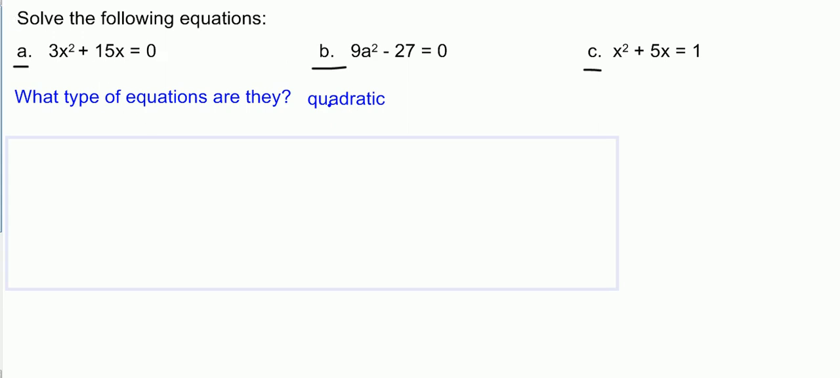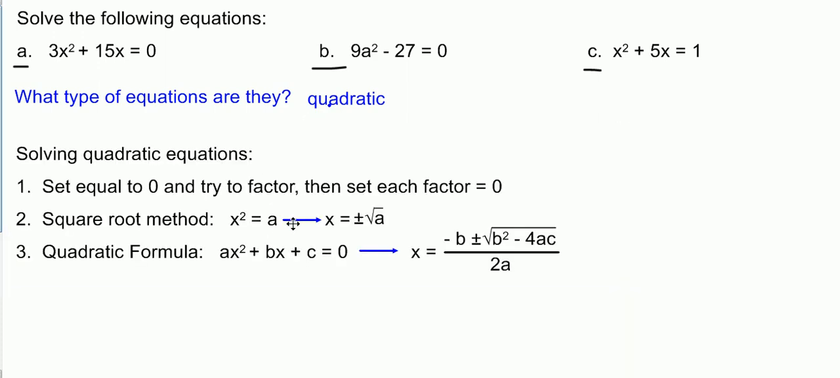And then the question is, okay, now that we know it's a quadratic equation, what technique are we going to use to solve it? There are basically 3 common ways to solve quadratic equations. The first thing you should look for is, can you set it equal to 0 and try to factor? Set each factor equal to 0. Does it fit the square root method model? Can it be written as something squared equals a number? If so, then whatever is being squared can be plus or minus the square root of that number.